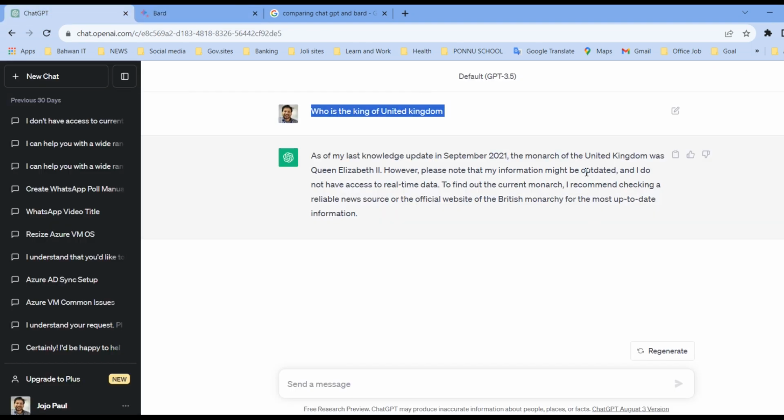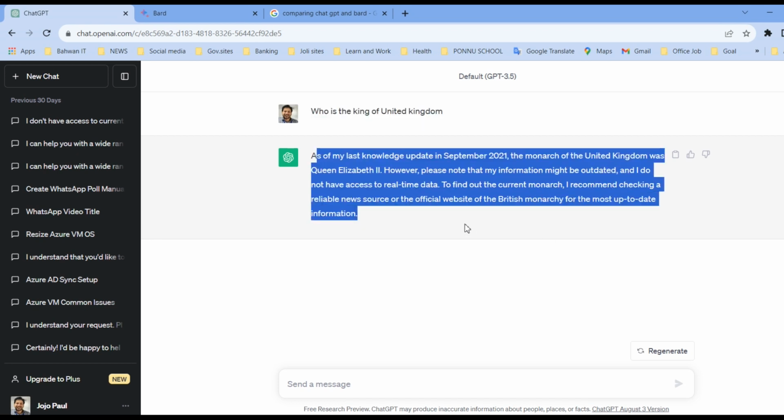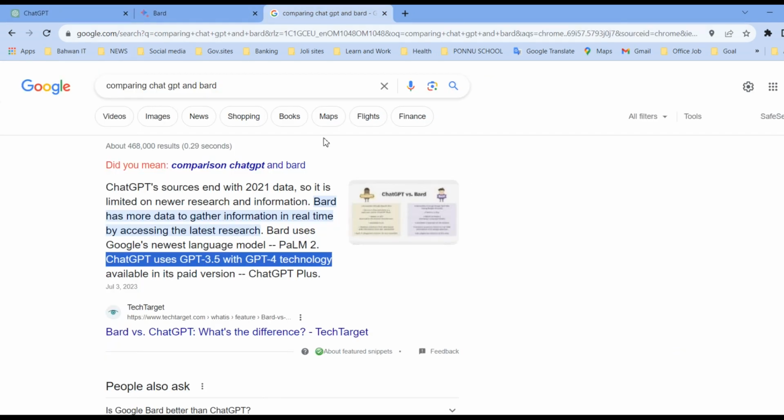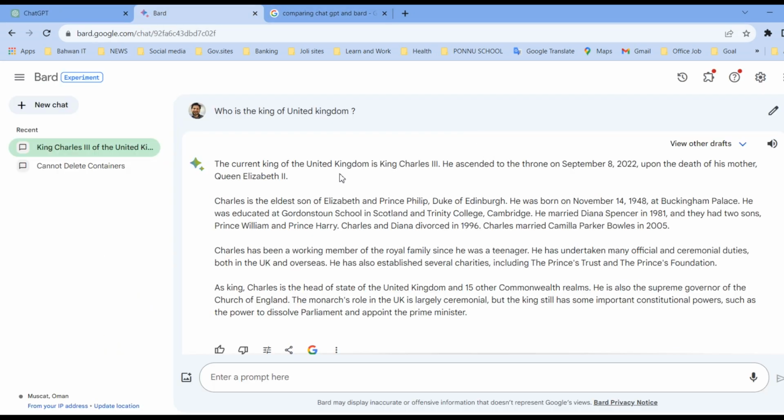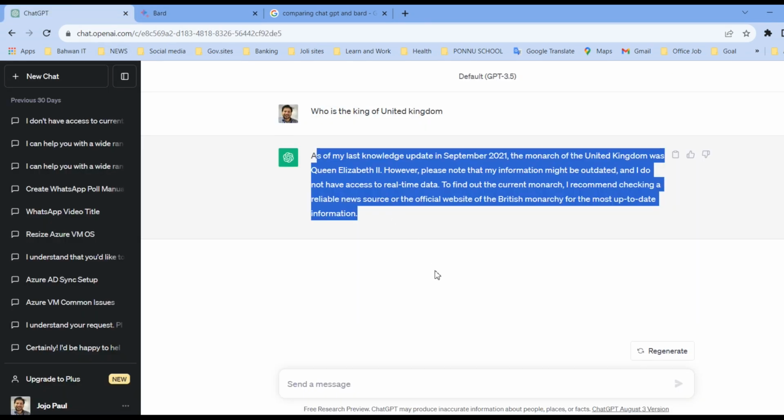So here we get the latest data. ChatGPT doesn't know the present UK king. It is not Queen, it is King Charles III. So ChatGPT will not give the latest data.